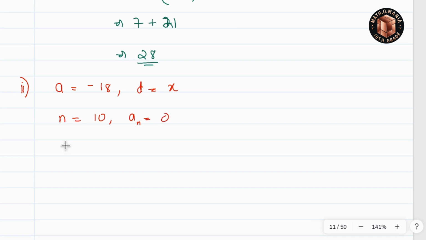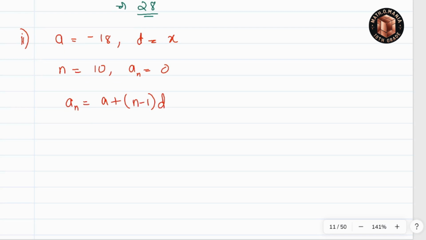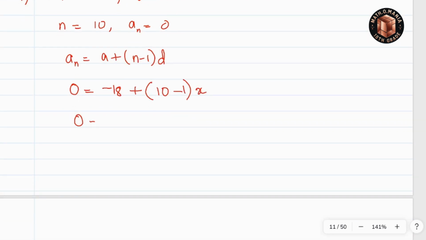Therefore, what's the equation for finding An? An equals A plus (n minus 1) into D. Here we can substitute all these values. If An equals 0, A equals minus 18, plus (n equals 10 minus 1). D is unknown, so we put the value x there. So we can write 0 equals minus 18 plus 10 minus 1, which is 9x, so 0 equals minus 18 plus 9x.